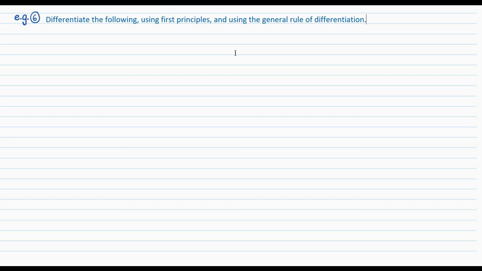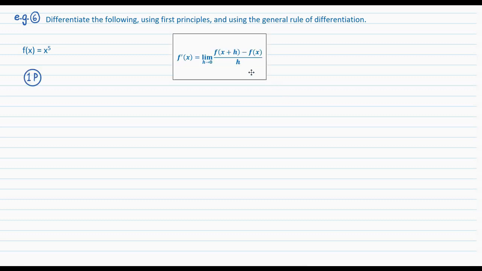So the function we need to differentiate is f(x) equals x to the power of 5. First, I'll do it using first principles. That's the differentiation by first principles equation we've been using from before. Till now, I've referred to it as the derivative equation, but it's actually known as the equation for differentiation by first principles, and that's what I'll be calling it from now on.